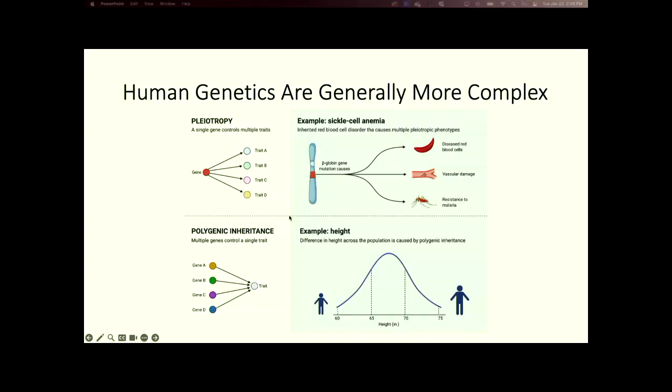An example of this is the disease sickle cell anemia, which arose in populations of African ancestry, which is an inherited red blood cell disorder that causes multiple pleiotropic phenotypes. So one mutation in beta globin causes diseased red blood cells, vascular damage, but it also confers resistance to malaria.